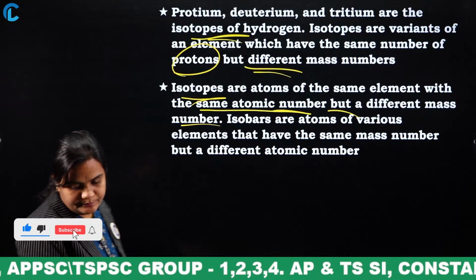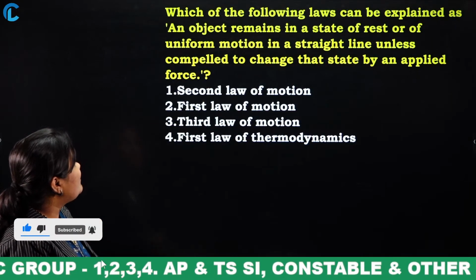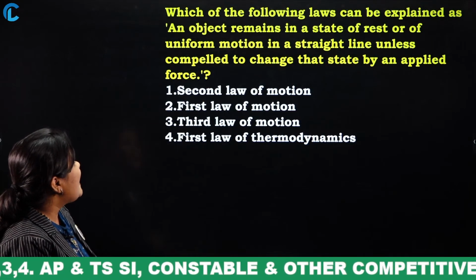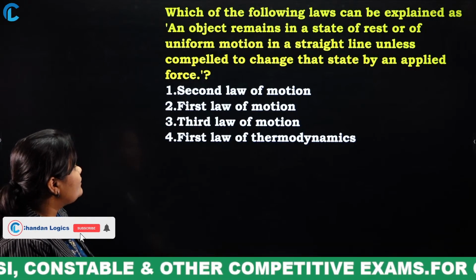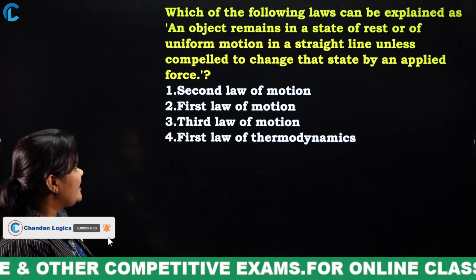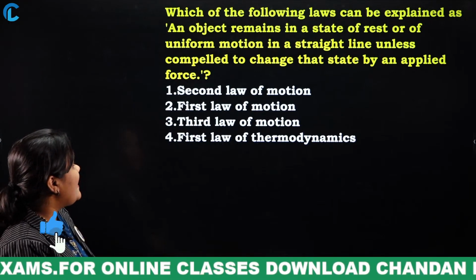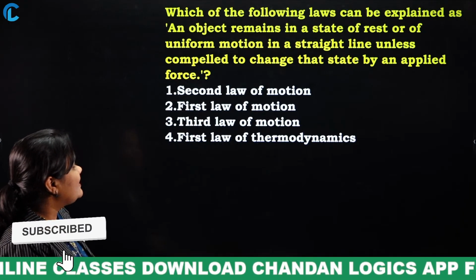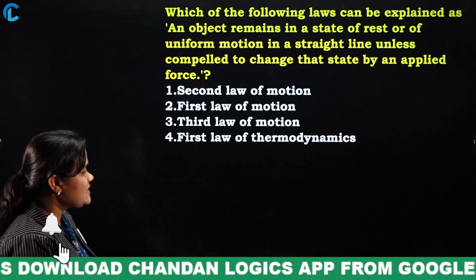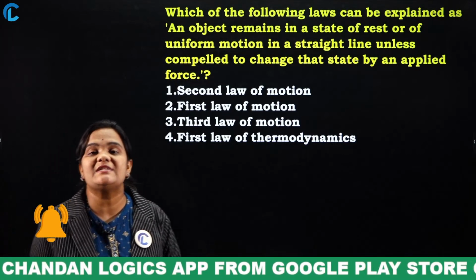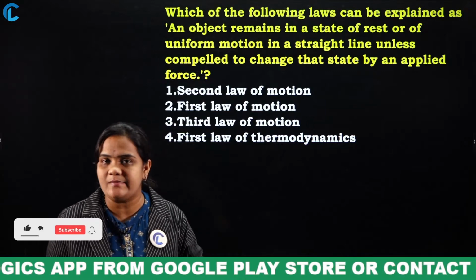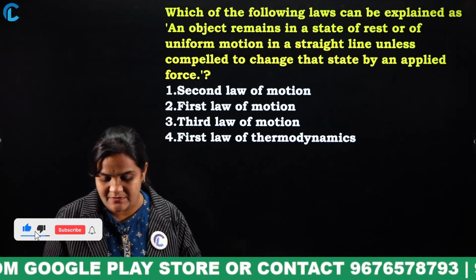Next. Which of the following laws can be explained as: an object remains in a state of rest or of uniform motion in a straight line unless compelled to change that state by an applied force. Second law of motion, first law of motion, third law of motion, first law of thermodynamics. I have discussed this many times. Okay, try to get the answer for this question.